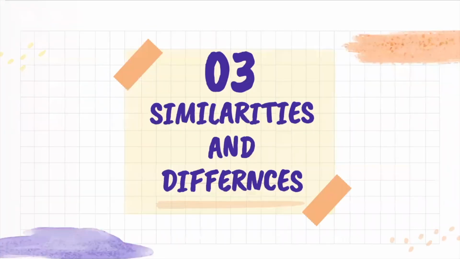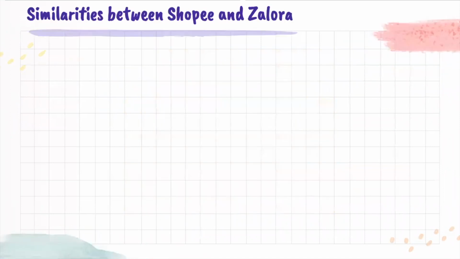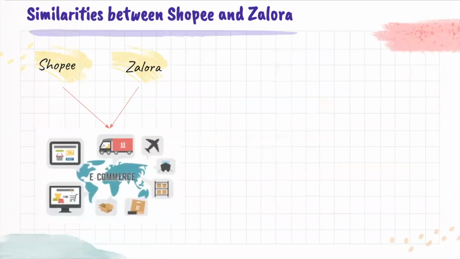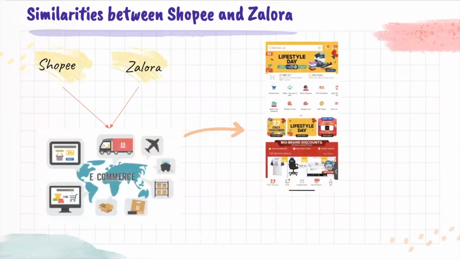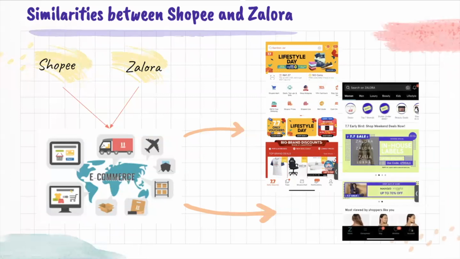Now we'll be comparing the similarities and differences between Shopee and Zalora. Shopee and Zalora are both from the same industry, which is the e-commerce industry, and are both widely known by all Malaysians. Both applications have very similar search bars as well as the display of their homepage. This one is Shopee's search bar and homepage, and this one is Zalora's search bar and homepage, and you can see that they are very similar.